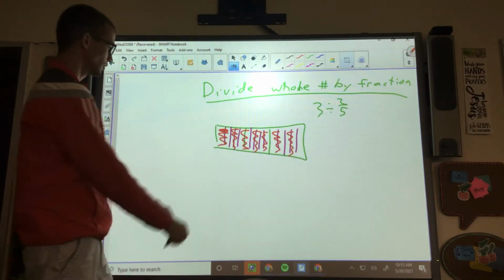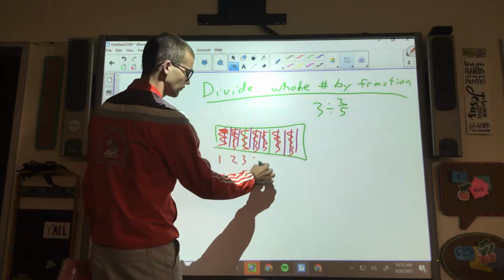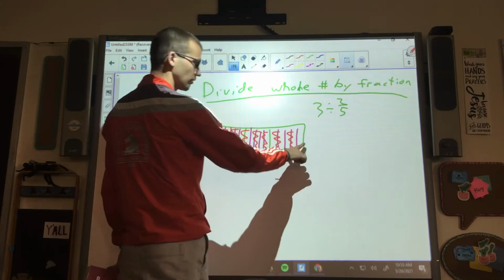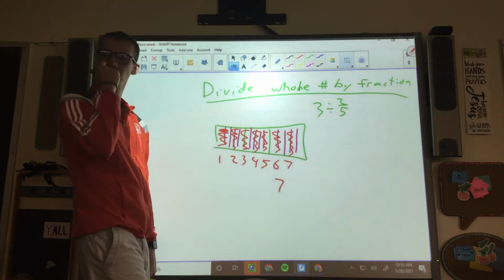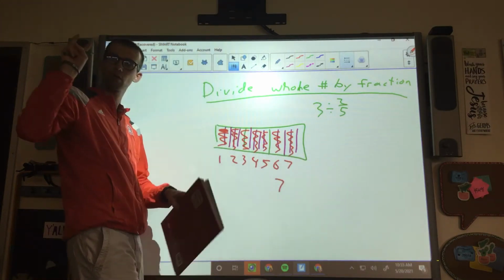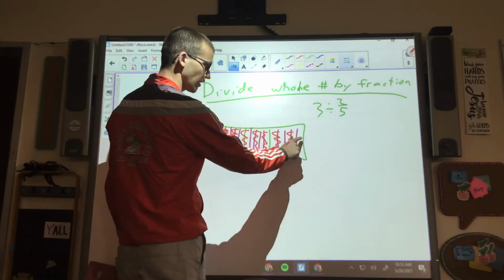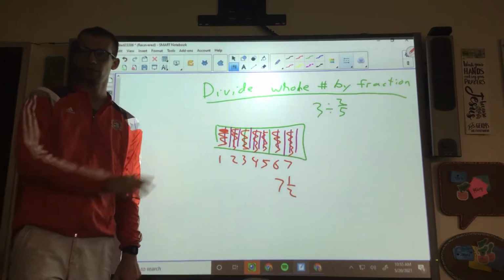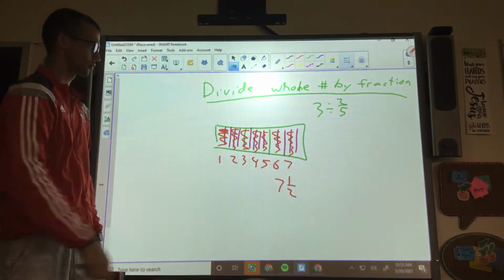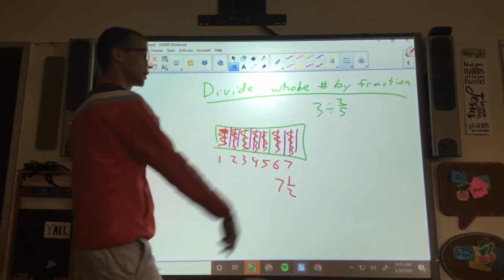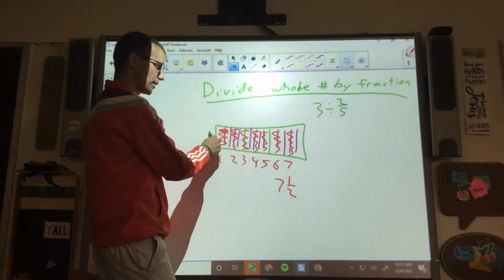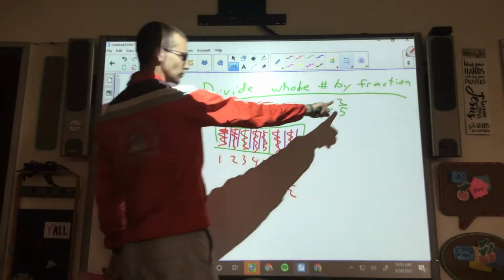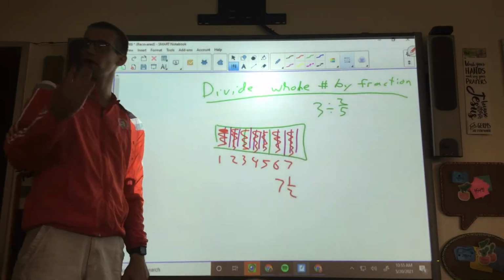So 1, 2, 3, 4, 5, 6, 7. So 7, and then remember, you need to have 2 of them to have a whole 2/5. So that means I have half of what I want. So 7 and a half. That's how you draw it out. You start off with the whole number, and then if it says fifths, you make each of those wholes into fifths. And then how many of each of them do you want? You want 2/5, and then you count up how many you have.